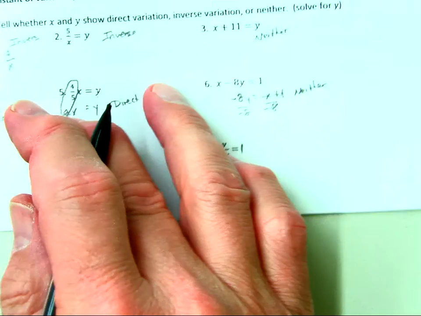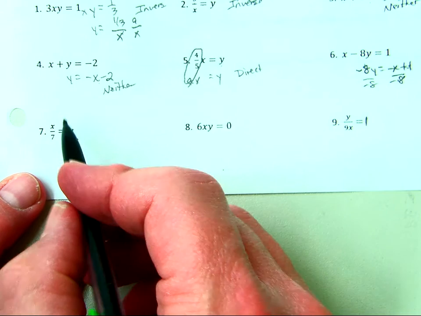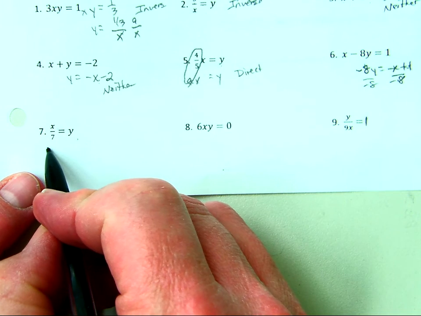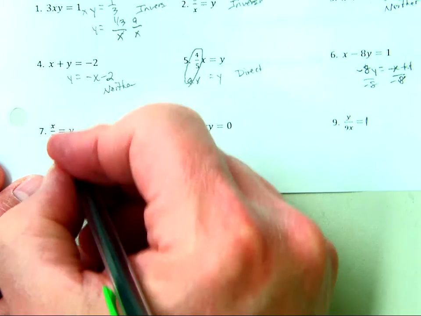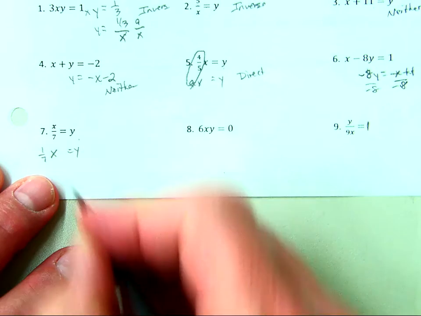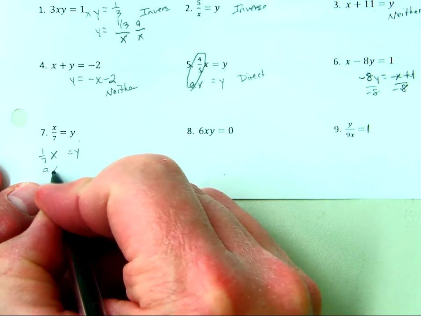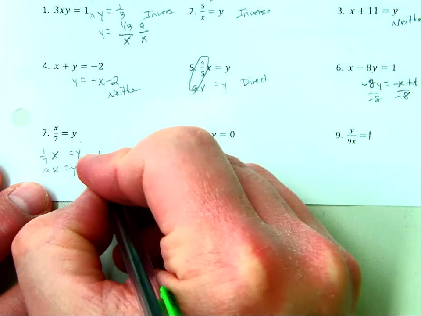Or this one sets up almost like inverse. Y equals x over 7. Well, what if we rewrote that? What if I said that's y equals 1/7 times x? Wouldn't that be the same thing? Well, do you see that that would be ax? So that's direct.